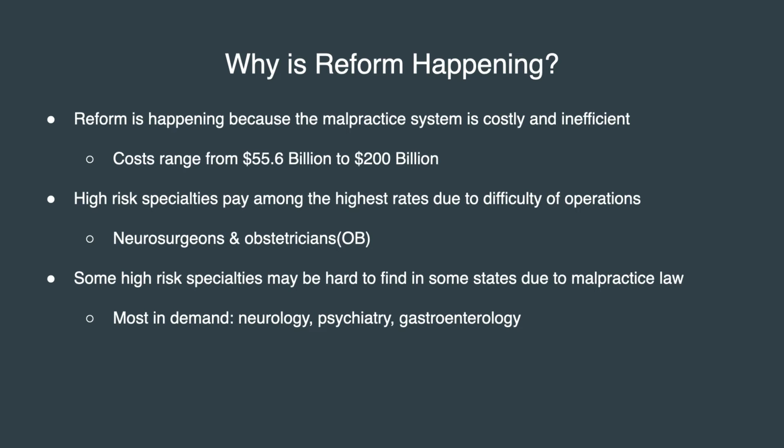So why is reform happening? Reform is happening because the malpractice system is costly and inefficient. Annually, the costs range from $55.6 billion to $200 billion. It has been observed among the high-risk specialties that they pay among the highest rates due to difficulty of operation. This would include neurosurgeons and OBs, for example.